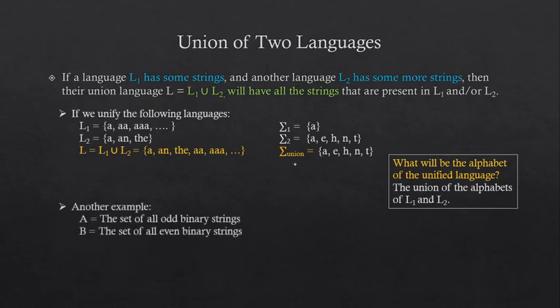Let's look at another example. If A is the set of all odd binary strings and B is the set of all even binary strings, in their union we are going to have all possible binary strings because every binary string is either odd or even. Their alphabets are 0 and 1, 0 and 1 in both cases, so the union alphabet is going to be 0 and 1 as well.